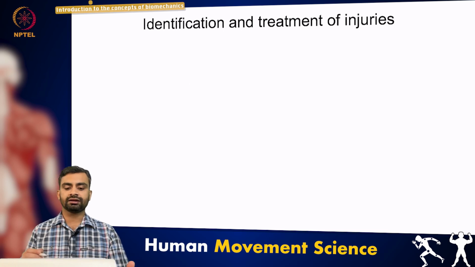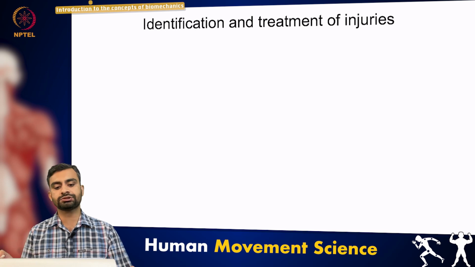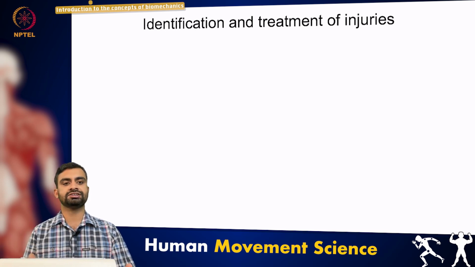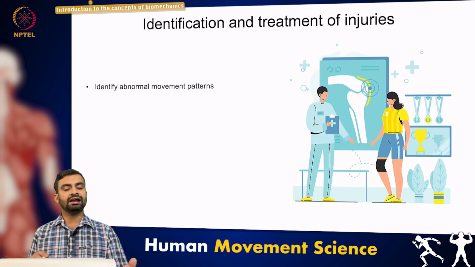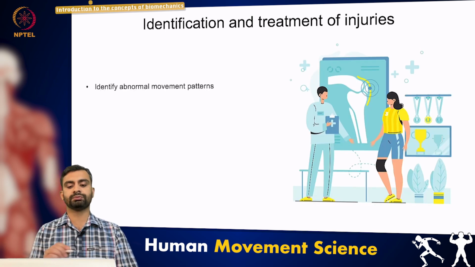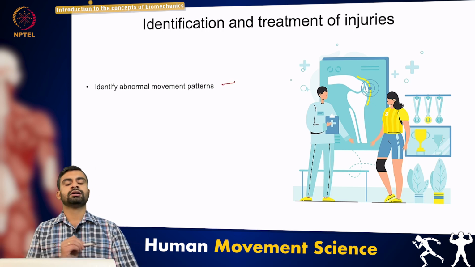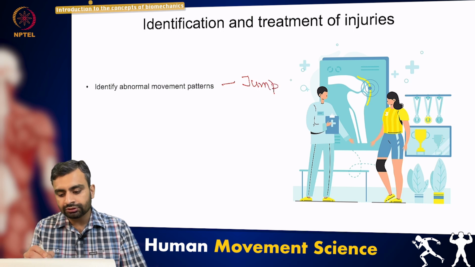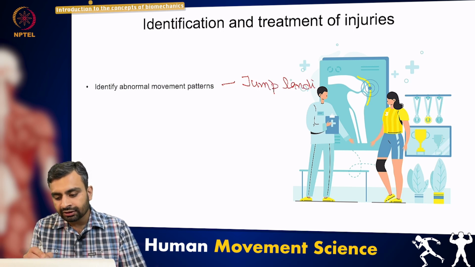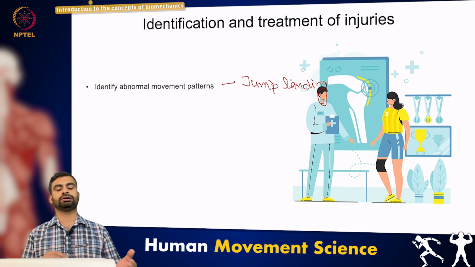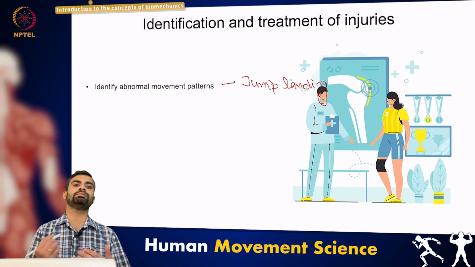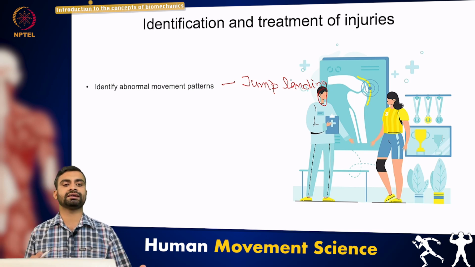Another important aspect is that quantification of movement will help us to identify and treat injuries. It helps us to identify abnormal movement patterns. For example, how to land properly after a jump. If we know exactly how we should land during a jumping activity, that might result in prevention of an injury, which might be due to abnormal movement patterns.